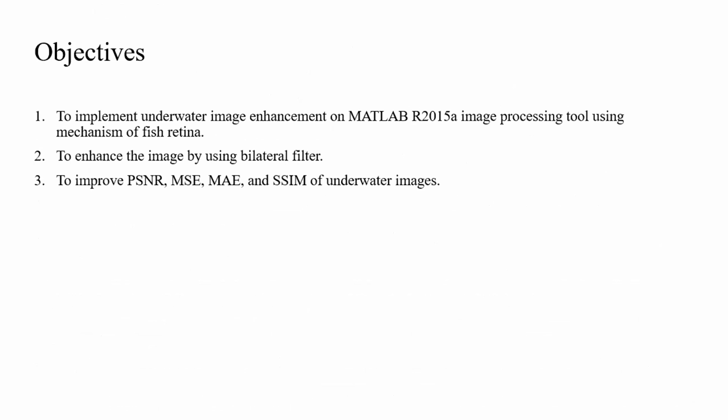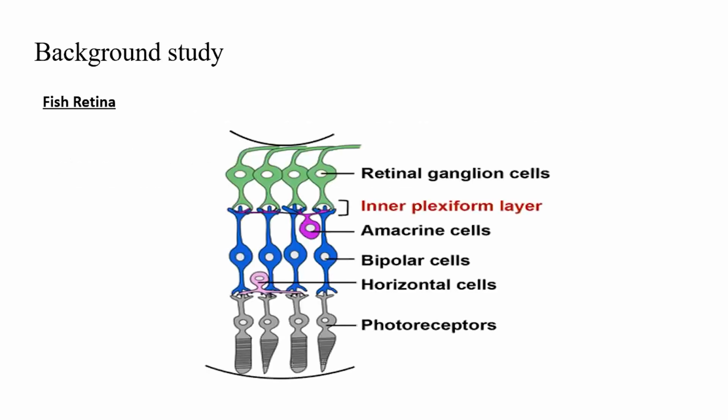Next, objectives. The images captured in water are often blurry with noise, degraded edge quality, and degraded structural details due to the issues of scattering and absorption. So here I proposed a technique for underwater image enhancement on MATLAB R2015a image processing tool using the mechanism of fish retina and a bilateral filter, which acts as a smoothing filter and does detail enhancement, edge preservation, as well as noise reduction. My aim is to increase PSNR, decrease MSE, decrease MAE, and increase the SSIM for an underwater image.